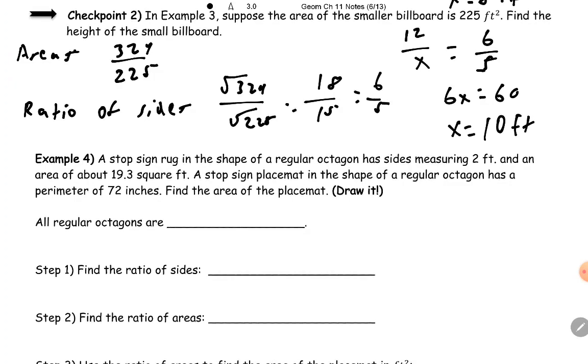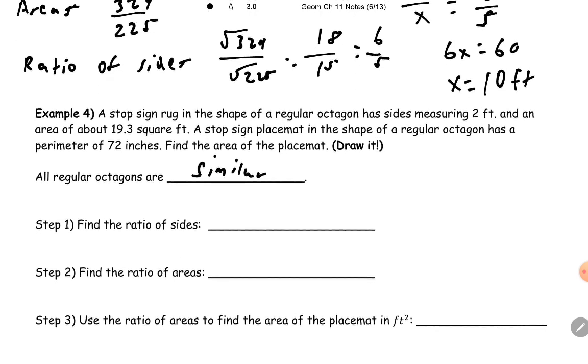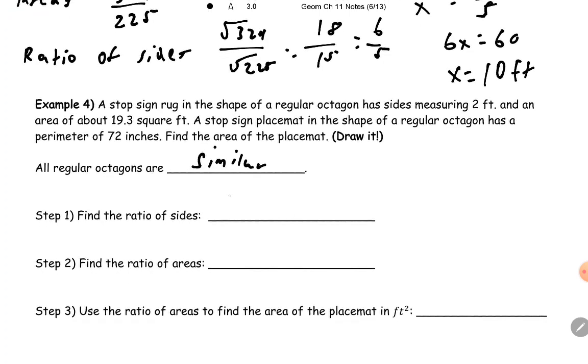A stop sign rug is in the shape of a regular octagon, has side measuring 2 feet, and an area of about 19.3 square feet. Okay. A stop sign placemat in the shape of a regular octagon has a perimeter of 72 inches. Find the area of the placemat. Draw. All regular octagons are similar. Find the ratio of sides.